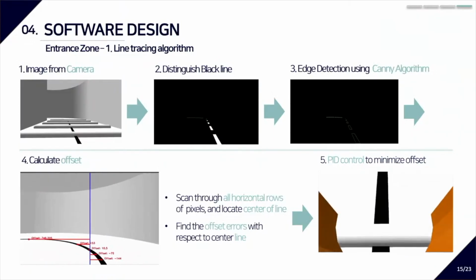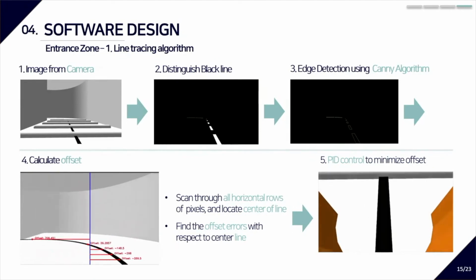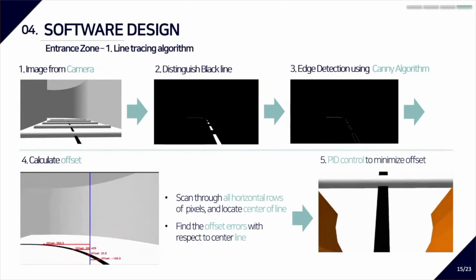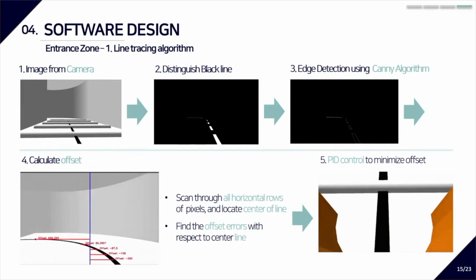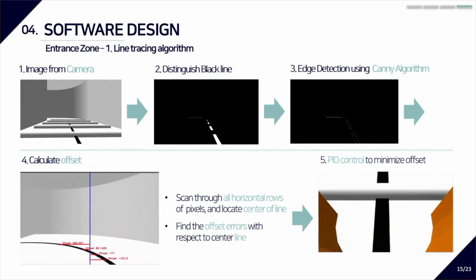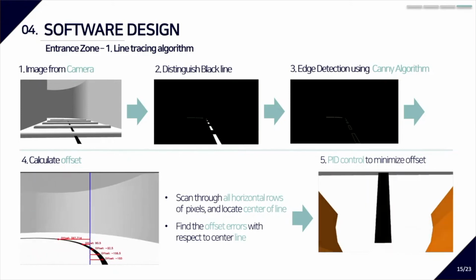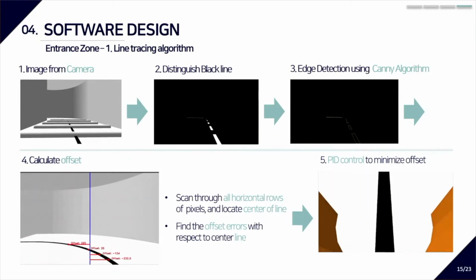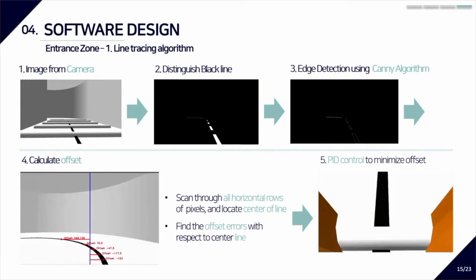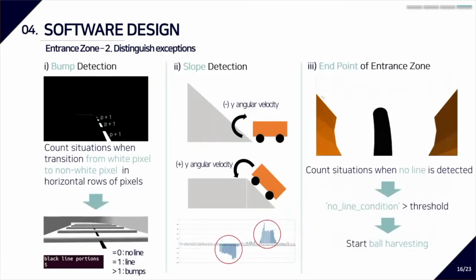It scans all the horizontal rows of pixels and detects the center line, as you can see here, the blue line. And it continuously calculates the offset from the center line of the lane on the ground with respect to this center line in the image, so it could follow the line with PID control.